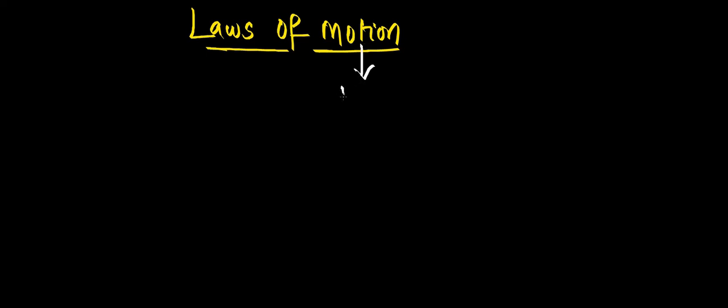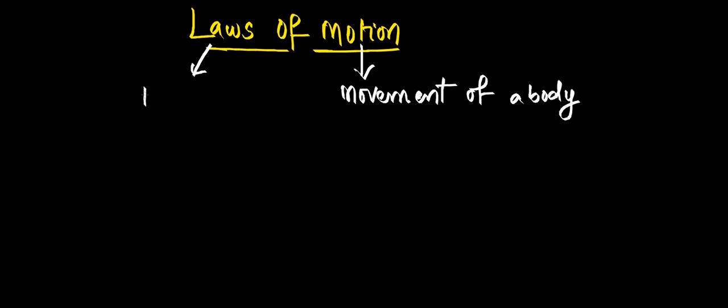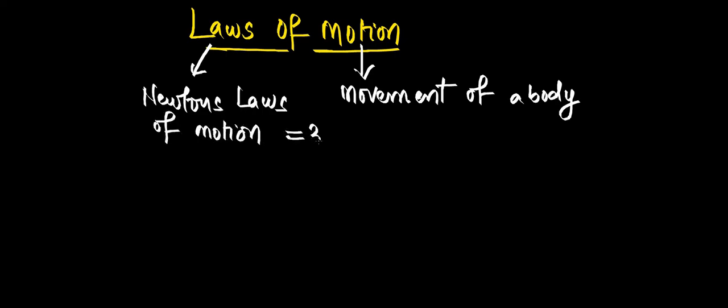So what do you mean by motion? Basically, motion is nothing but movement of an object. Movement of a body from one place to another place is called motion. Now, related to the motion of a body, Newton understood certain things and formulated certain principles, and those are called Newton's laws of motion. And how many laws will we have? We'll have three Newton's laws: first law, second law, and third law.